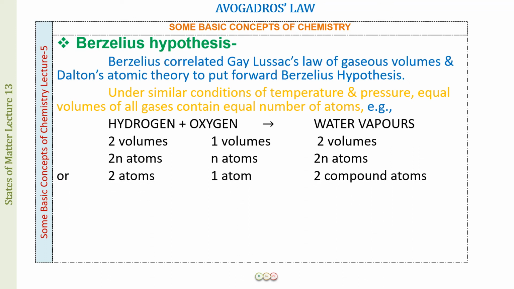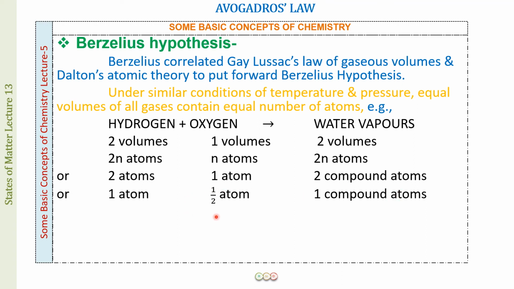Now, we can also write this as two atoms of hydrogen combining with one atom of oxygen to give us two compound atoms of the water vapors, because this is what Dalton had said. Dalton had not distinguished between atoms and molecules. So from this, if we write further, we can write this as one atom of hydrogen combining with half an atom of oxygen to give us one compound atom of the water vapor.